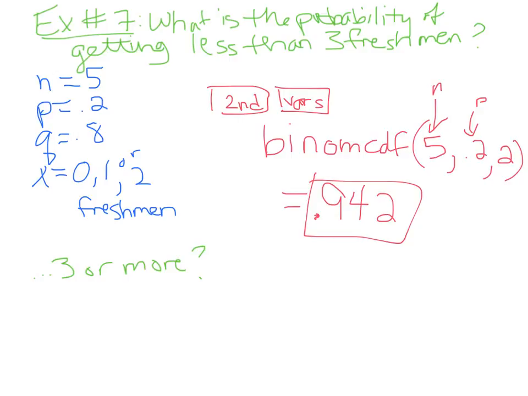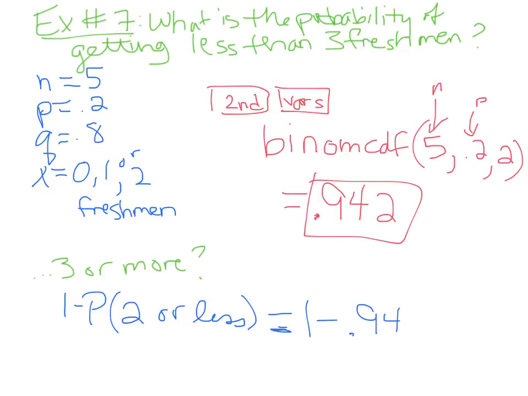The last thing is getting 3 or more. And this one seems really hard, but actually all we're going to do is we're going to do 1 minus 2 or less. There's no real way to do something or more on the calculator. So I'm going to do 1 minus the probability of getting less than 3, or getting 2 or less. Luckily, we actually just calculated that out in the previous example. So we're going to do 1 minus 0.942. When you do that, you get 0.058.